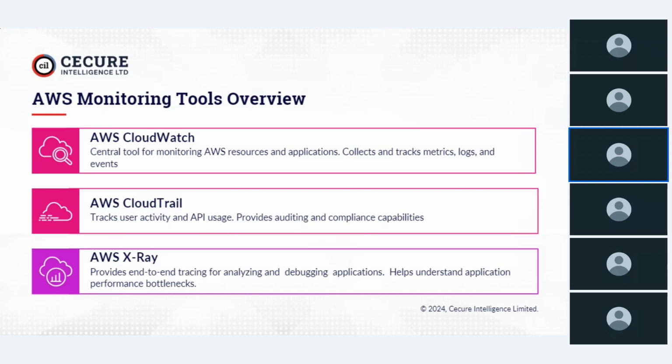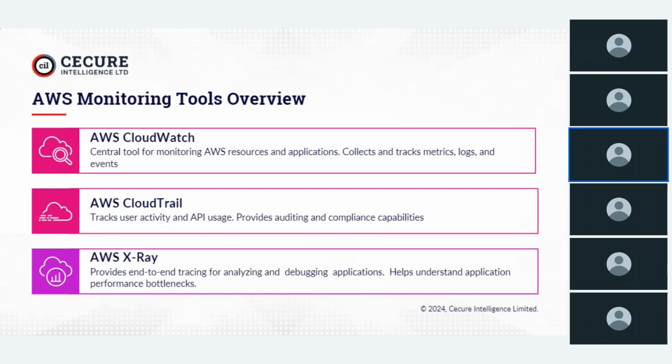You can use CloudWatch to set up alarms to ensure that everything is working as it should in your account. The use case of CloudWatch is really, really much, right? So it's a service that is used by many firms, by many organizations, even here at Secure Intelligence, right? So second, we have AWS CloudTrail.